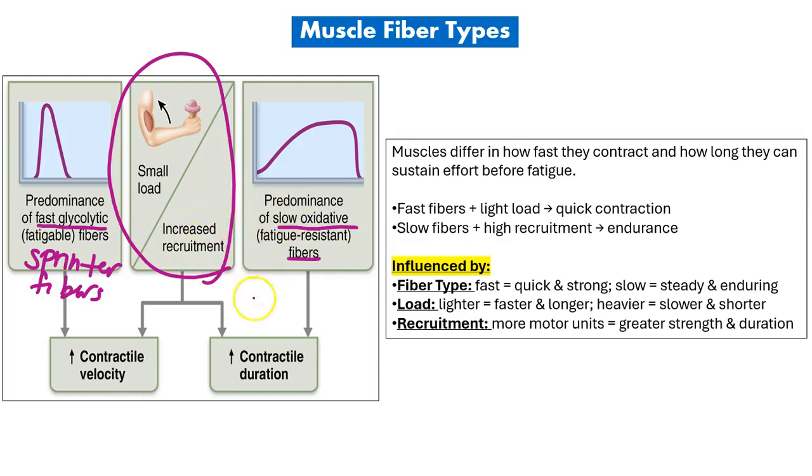Next, we have our other type of fibers called slow oxidative fibers. And this is going to be more related to increased recruitment. So what does increased recruitment mean? It means that you have more motor units that are going to be activated. And so guess what happens? You're going to contract slower and longer.